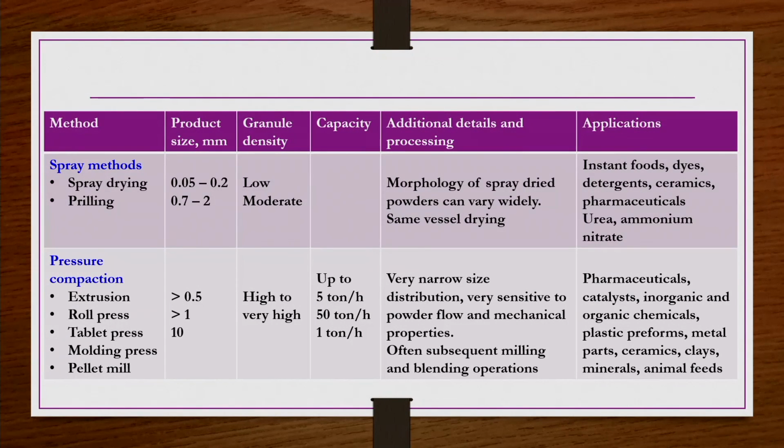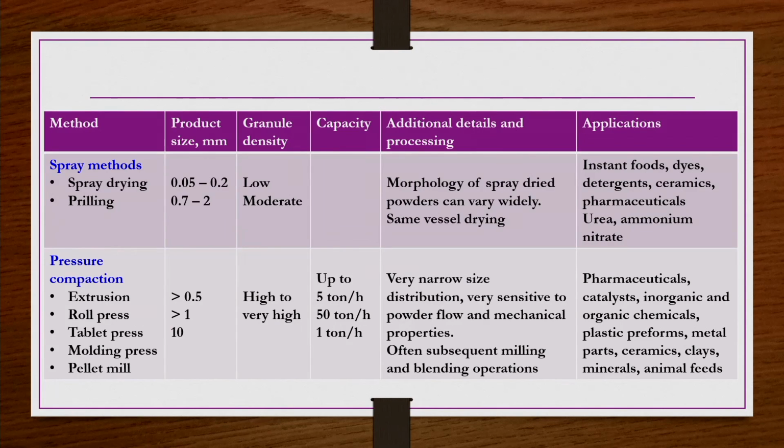The next method of size enlargement is the spraying method. Under the spraying methods we have spray drying and prilling as well. Product size distribution by spray drying is between 0.05 to 0.2 mm, whereas for prilling the product size distribution is in general 0.7 to 2 mm. By using spray drying one can obtain low granule density, but by using prilling moderate density granules are in general obtained. Morphology of spray dried powders can vary widely, and in general the same vessel can be used for the drying of these granules as well.